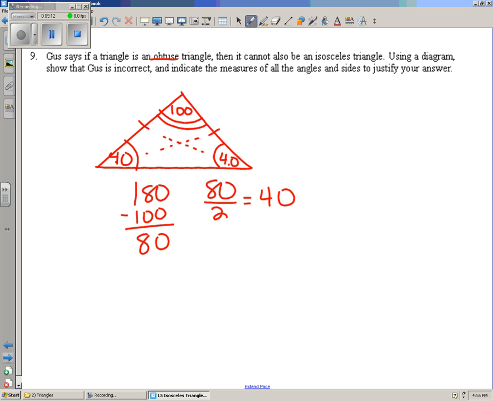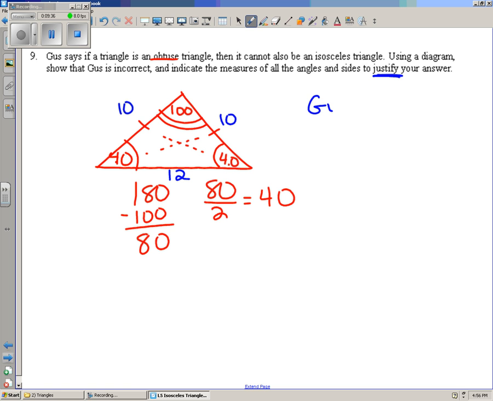It also says to indicate the measures of the sides. So the sides don't have to add up to 180. So I'm going to pick a number. I'll call this side 10, for example. Therefore, this side is 10, and the base has to just be different. The base could be 12. Okay? And we also need to justify our answer, which means we need to write a little statement.